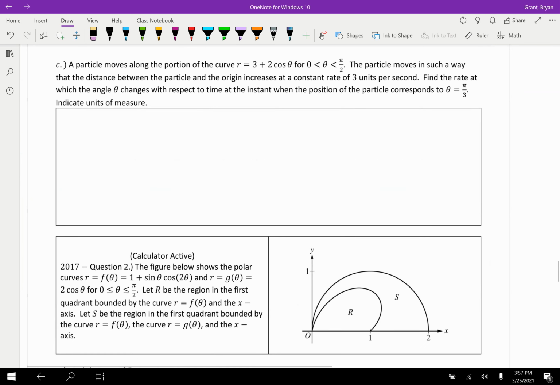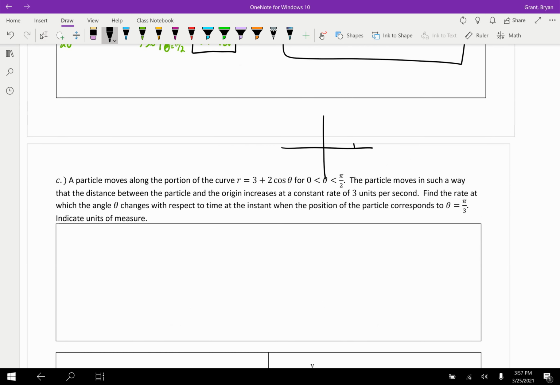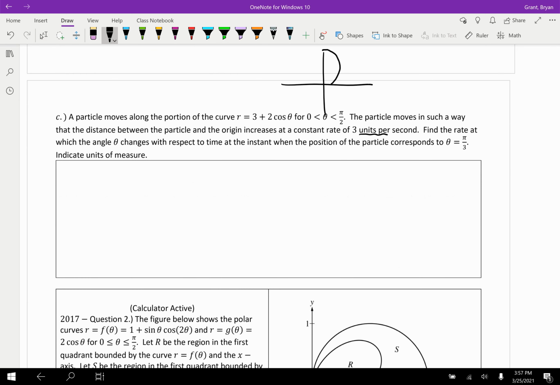C, a particle moves along a portion of that same cardioid for 0 to pi over 2, right? So we had that cardioid from before, and 0 to pi over 2 is just that part. It doesn't include the rest of it. The particle moves in such a way that the distance between the particle and the origin increases at a rate of 3 units per second. So I guess if it's really close, it's probably getting further away, right? Find the rate at which the angle theta changes with respect to time at the instant when the position corresponds to theta equals pi over 3. Indicate units of measure. I'm seeing units per second.